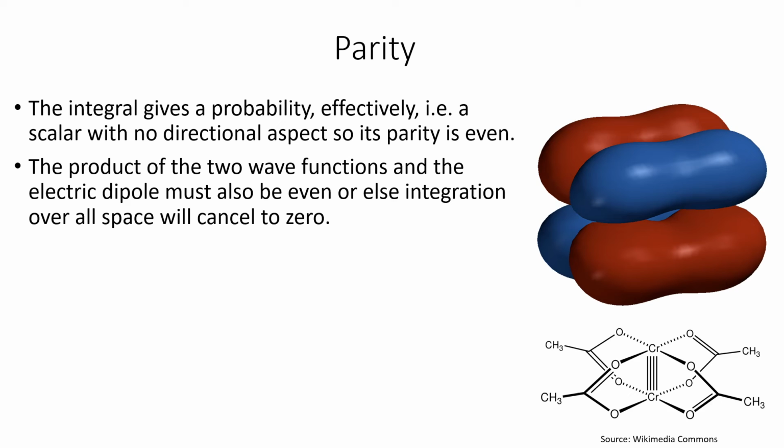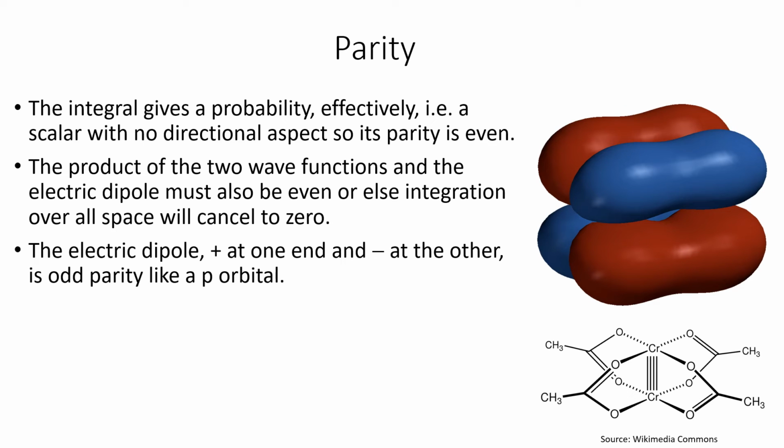If they had odd parity, then necessarily an integration over all space must cancel to zero, because odd parity means that exactly half of the function is odd and half of the function is even, if you like, putting it slightly crudely, and then when you sum them together they cancel. So we have to have even parity when these things all multiply together.